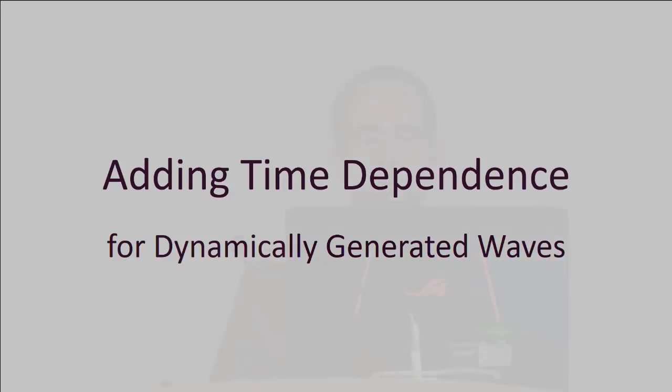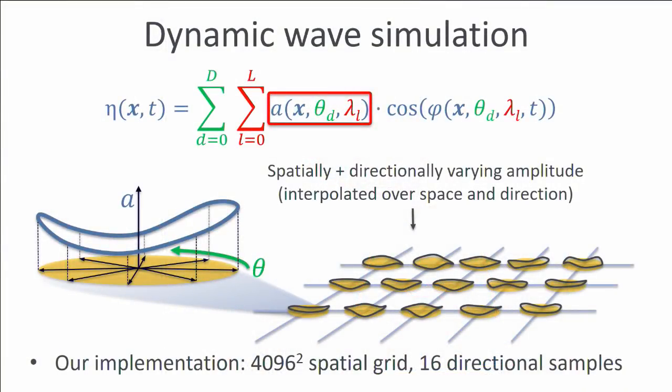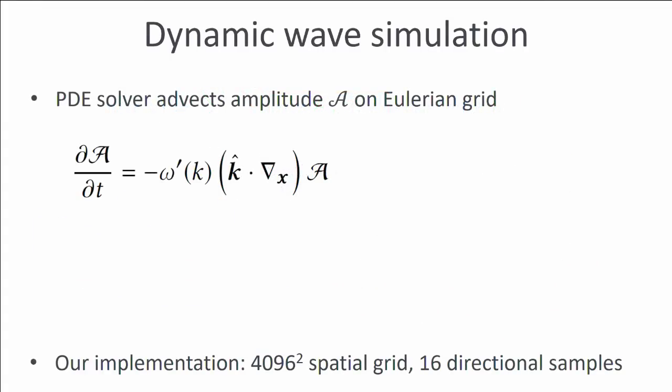The next step is to also add time dependence, because so far all the simulations were quasi-static, meaning they cannot represent time-dependent events like boat wakes and so on. So we're going to lift this now. Coming back to our spatial grid that stores the directional amplitudes, the idea is to extend the amplitude function by time. The way we're going to implement this is we just use a PDE solver that advects the amplitudes on an Eulerian grid.